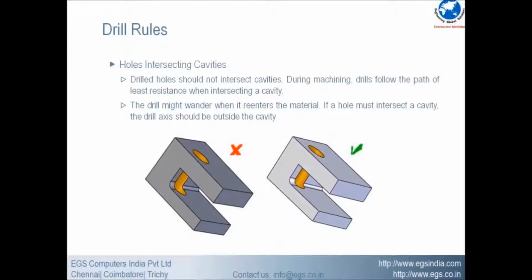Holes intersecting cavities. Drill holes should not intersect cavities. During machining, drills follow the path of least resistance when intersecting a cavity. The drill might wander when it re-enters the material. If a hole must intersect a cavity, the drill axis should be outside the cavity.